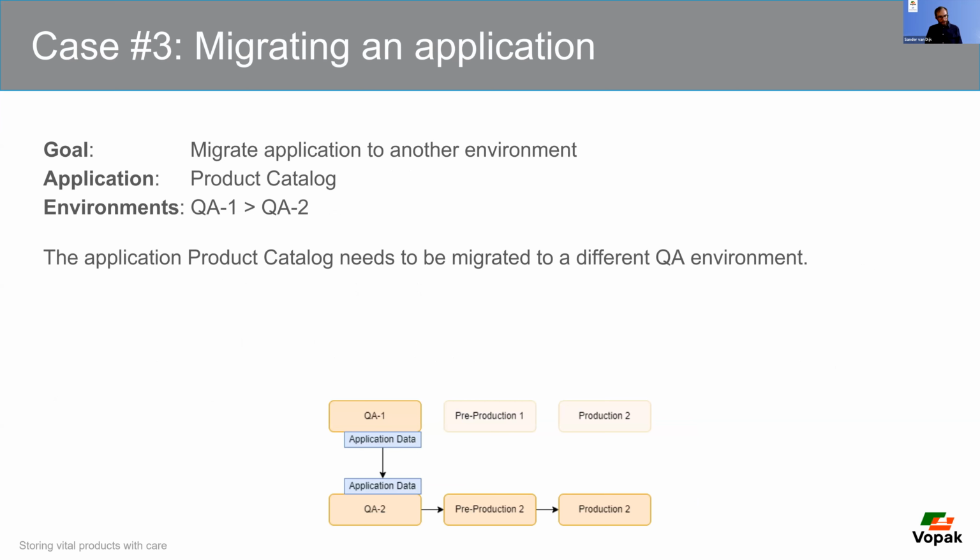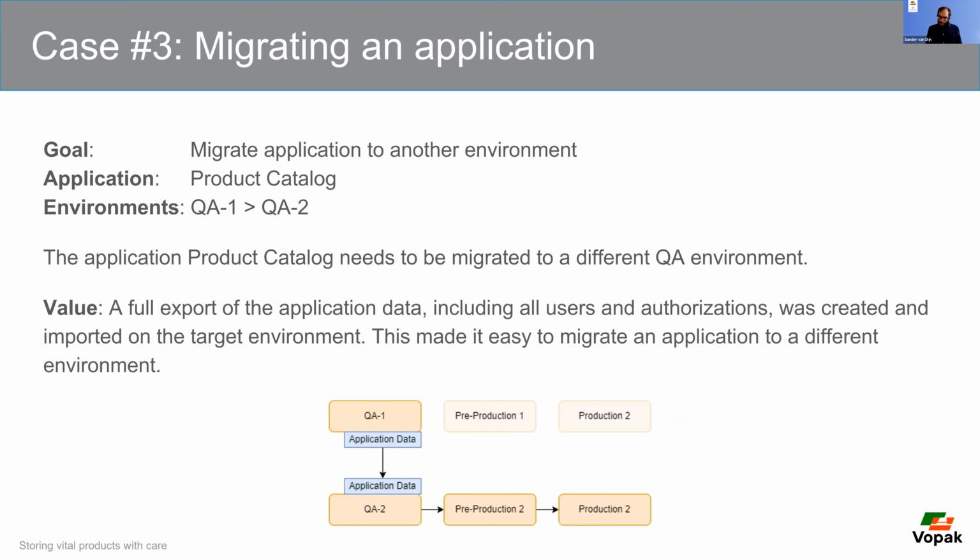If we look at the third case, migrating a full application, at some point we had a second QA environment, and we wanted to move the product catalog from the first to the second QA environment. With Cool Data Mover, we were able to create a package with all the entities selected, but also including the users and authorizations using the move users option. This made it easy to migrate the full application to a different environment.